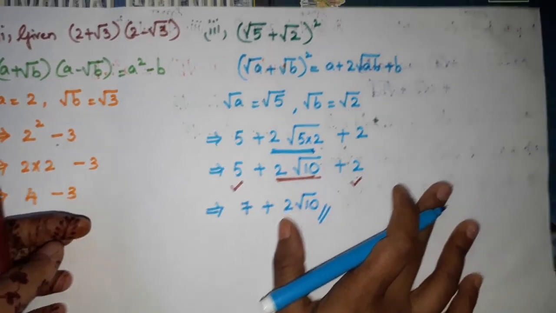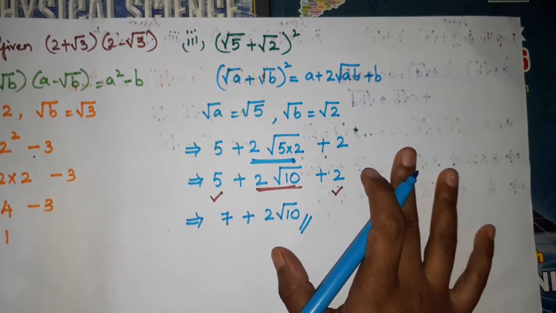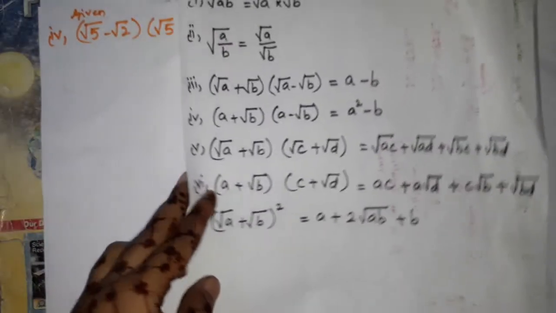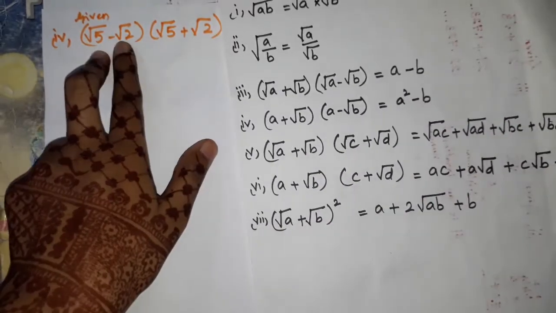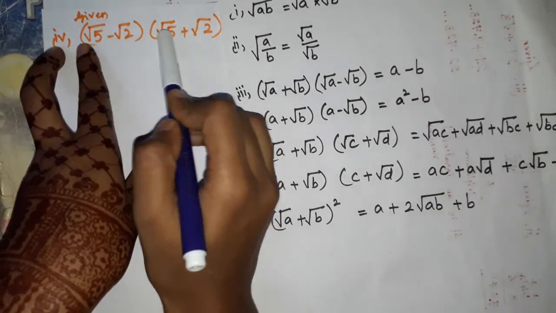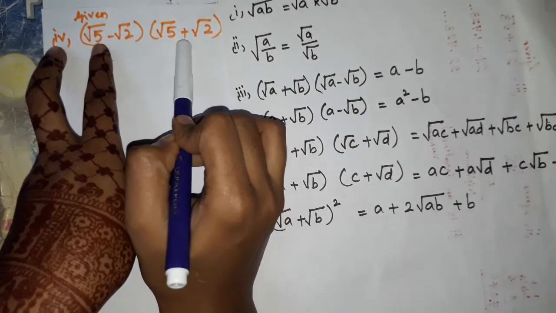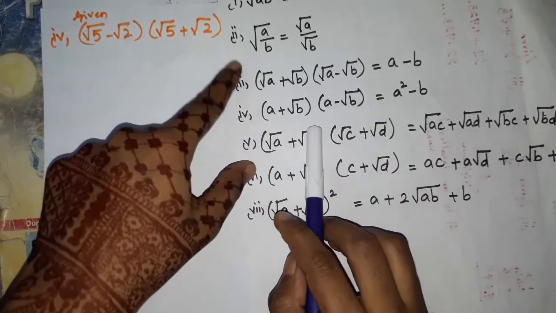Now the fourth one, the last question. Our last question is root 5 minus root 2, times root 5 plus root 2. Now we have to check which formula it is related to. Both the numbers are roots, and the same numbers are there. Here one is minus and one is plus. So which formula is it related to?